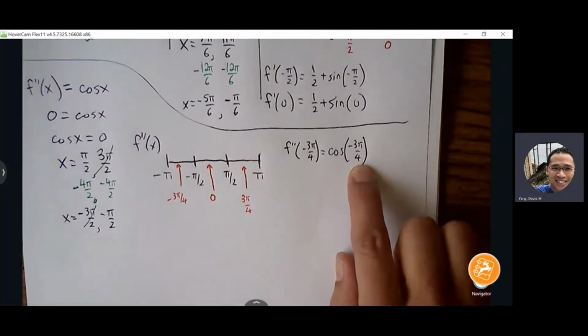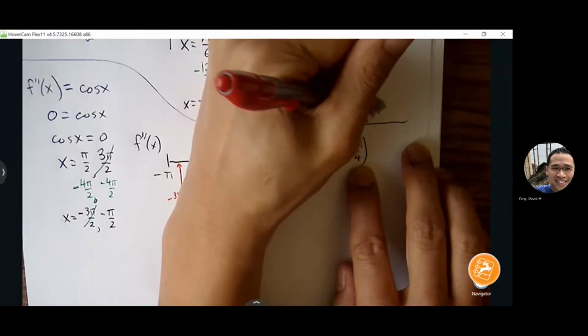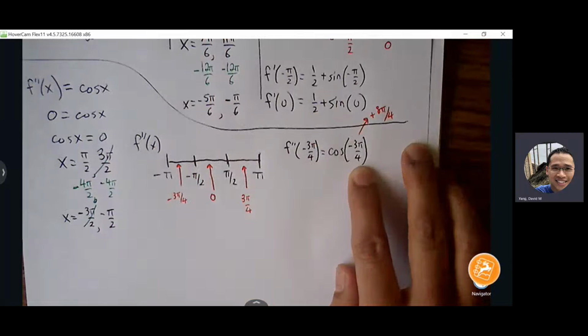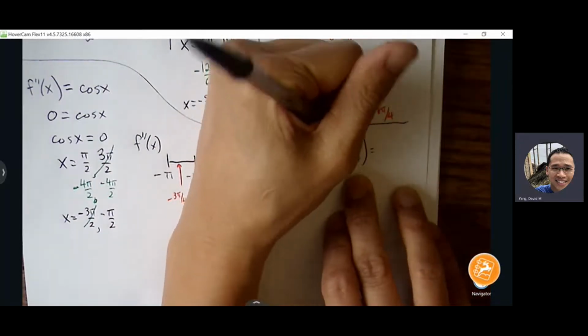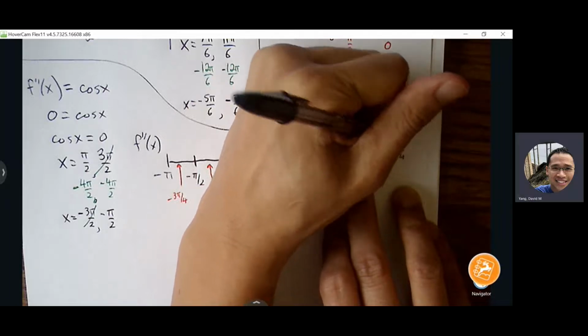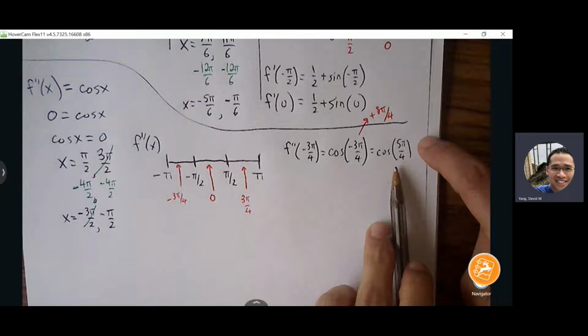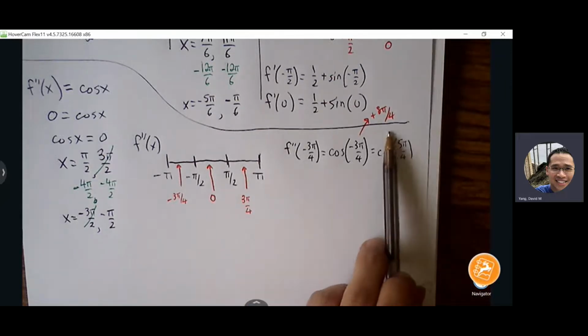Okay, if you don't recognize -3pi/4, you can always add 2pi to make it into a coterminal angle that you can recognize. So cosine of negative 3 pi over 4 is the same thing as cosine of 5 pi over 4, right? Negative 3 plus 8 is positive 5. So cosine of 5 pi over 4, this is in the third quadrant.